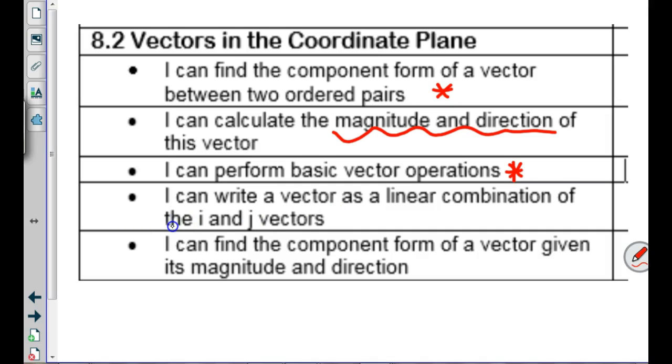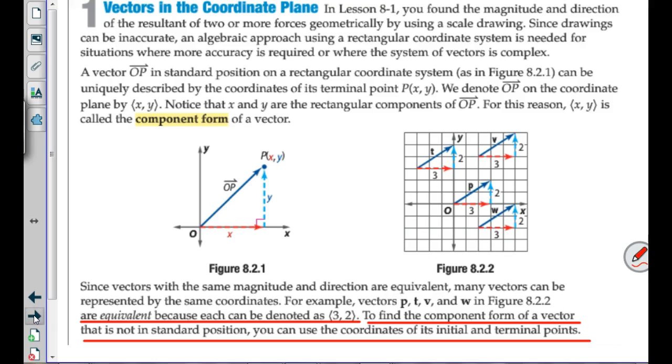I don't think, and this is definitely on the quiz, right, of vectors, linear combination, I don't think that's on the quiz. And unit vector is not on the quiz, but it's in the notes, and I'm just going to go over it really quick.